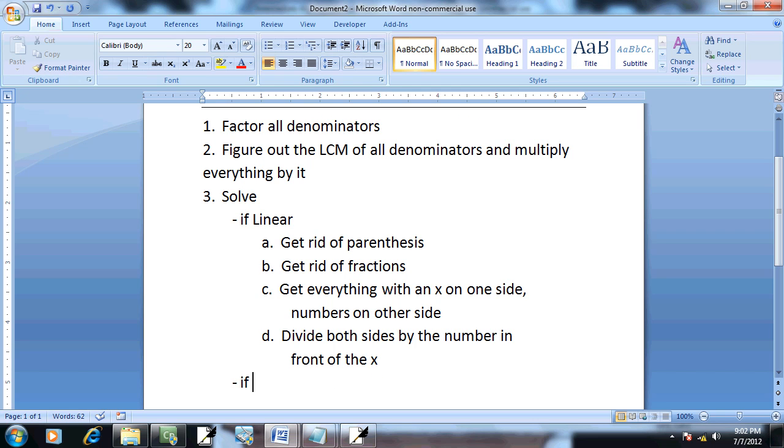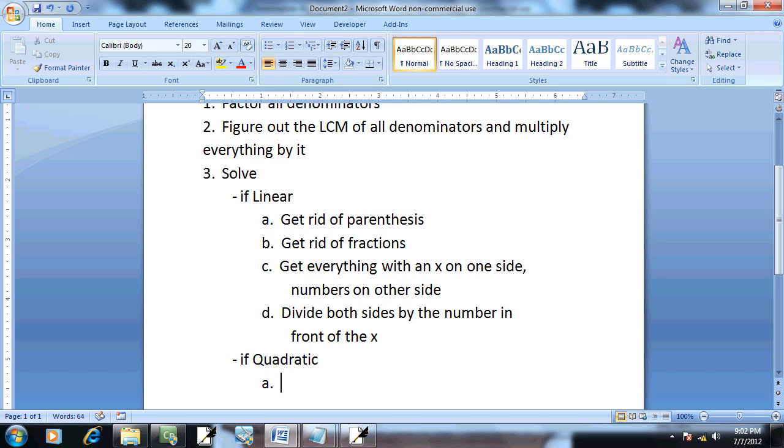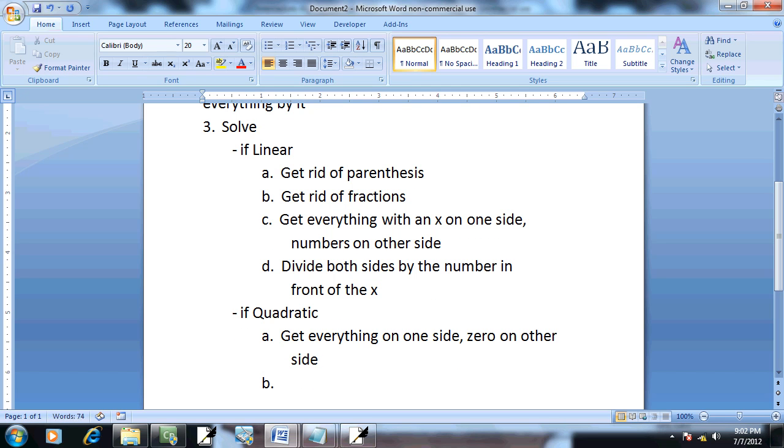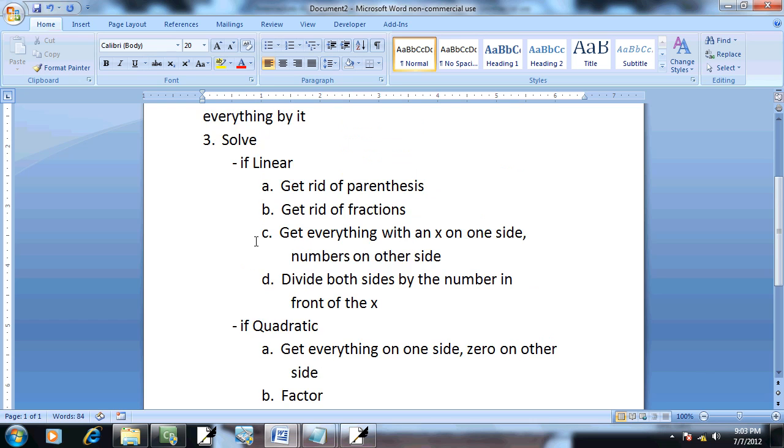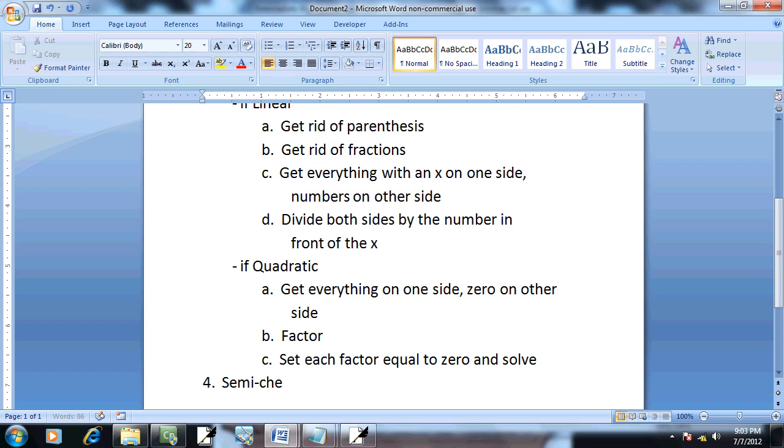And our other possibility is if quadratic. I don't think you'd have x to the third or anything; that'd be a really hard problem. Then we want to get everything on one side, 0 on the other side. Factor. Then set each factor equal to 0 and solve. And what step was that? That was step 3. Okay, so step 4. Semi-check your answers. What I mean by that is make sure it doesn't cause a 0 in the denominator.